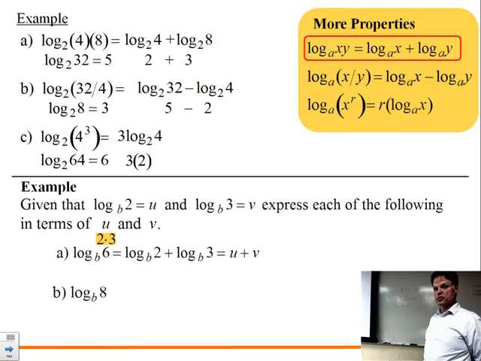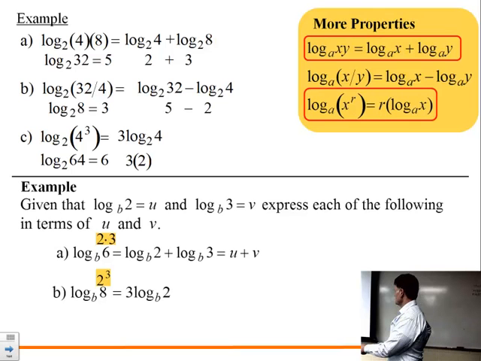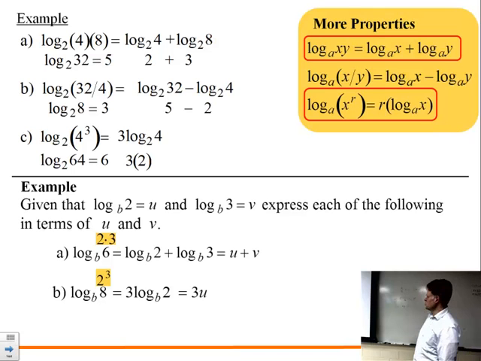Just 2 times 2 times 2. It's 2 times 2 times 2, and you could use the product rule twice. Or you could do it as log of 2 to the power of 3, and then you'd use the power rule. So let's do it the second way because that's what the slide said. We know the first way is correct. So here, you take the exponent and you move it to the outside. So 3 times log of 2, and log of 2 is u, so this is 3u.